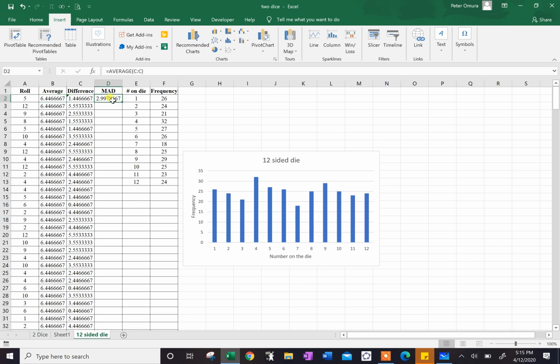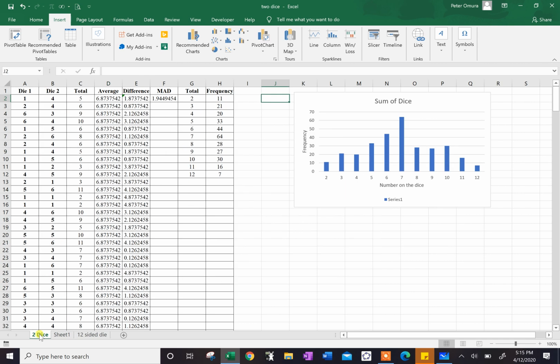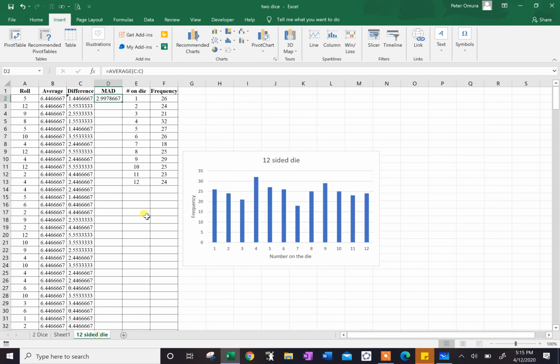But my mean absolute deviation here was more. It was nearly 3. Here it was nearly 2. And you might be wondering, why should the mean absolute deviation be greater? But if you think about it, the chance of getting a 1 on a 12-sided die should be the same as getting a 2, because there's only one 1 on a 12-sided die. There's only one 2 on a 12-sided die. There's only one 3, etc., etc. So you can see all of these should have come up about the same amount of times.